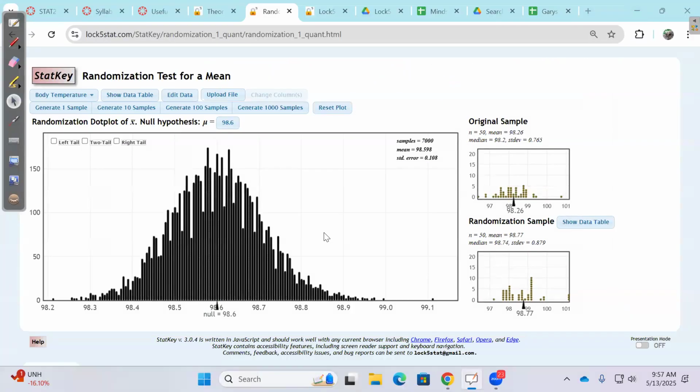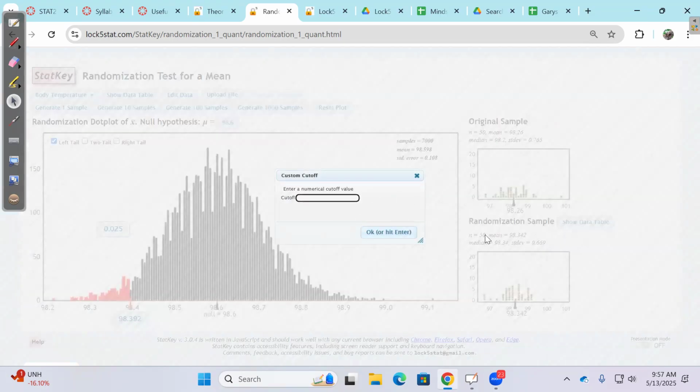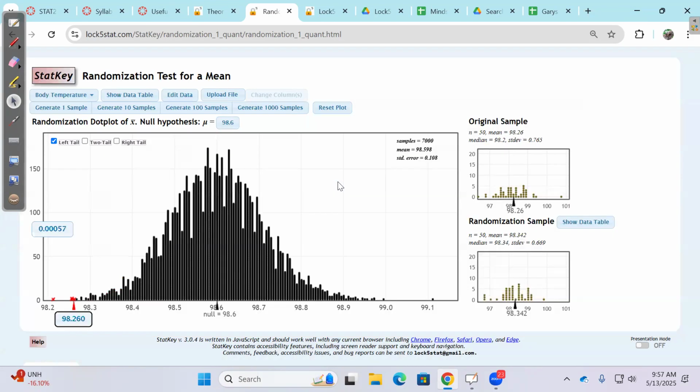So back here, I'm going to go with a left tail test because the sample has a lower average than what we think is average human body temperature. So I'm going to go left tail, and then I'm going to type in the 98.26 from the sample. And StatKey says, for this particular randomization, we get a p-value of 0.00057, which is pretty small, which means I have evidence that average body temperature of college statistics students is lower than 98.6. So that would be my alternative hypothesis.